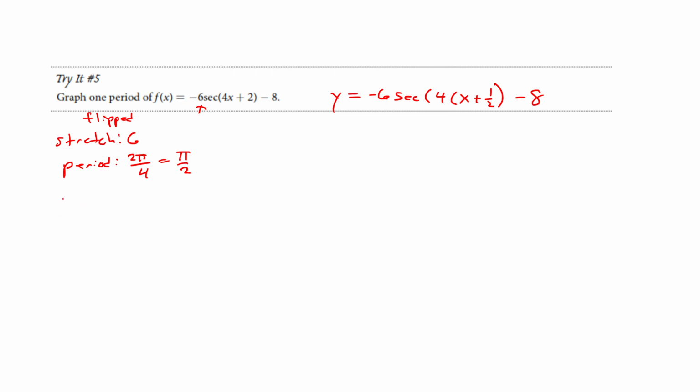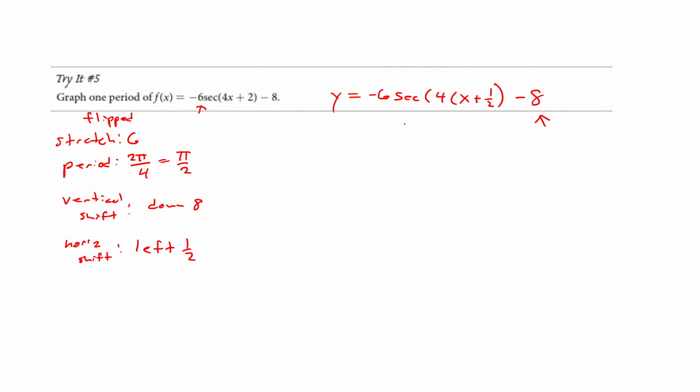Okay, how about, so a vertical stretch, or vertical shift. Sorry, I'm butchering all the language. Vertical shift is down 8 from this guy. And a horizontal shift would be here, left, because of the plus sign, left 1/2.